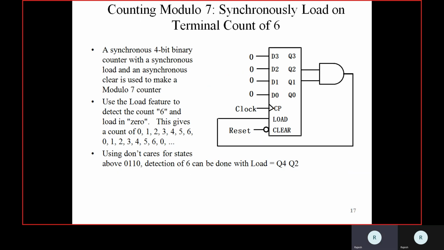So the same logic is applied for a synchronous load. Here we are using a synchronous load count of 6. So a synchronous 4-bit binary counter with synchronous load pin and asynchronous clear pin is used to make it a modulo 7 counter. So the load feature detects count 6 and loads in 0. Here the count value is counting from 0 to 6. Then again it is 0. So using don't cares for states above 6, detection of 6 can be done with load on Q2 and Q1.